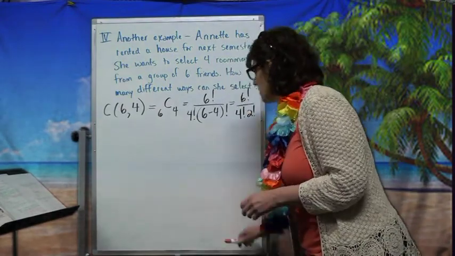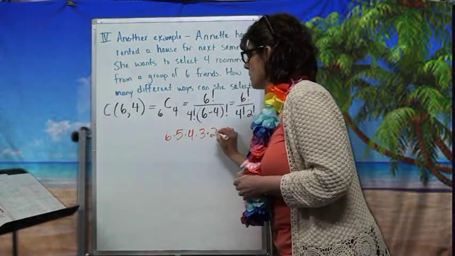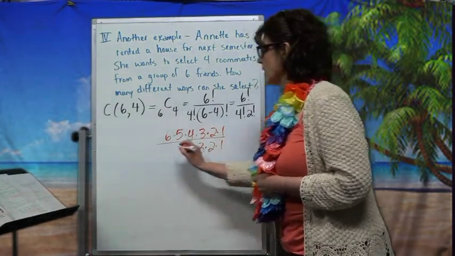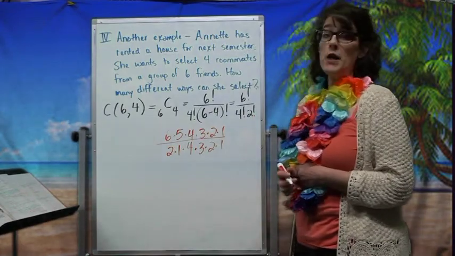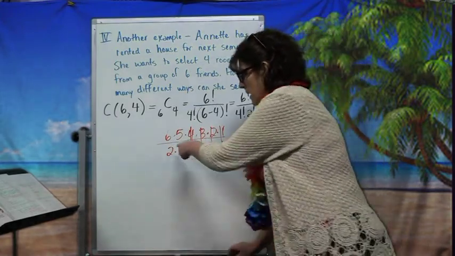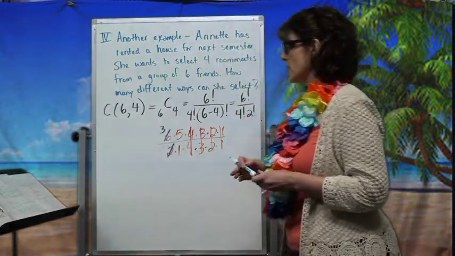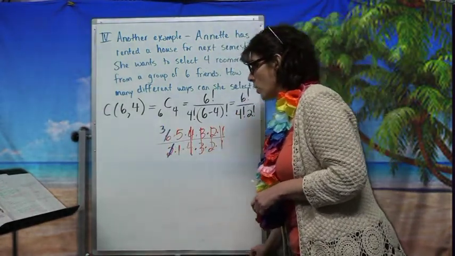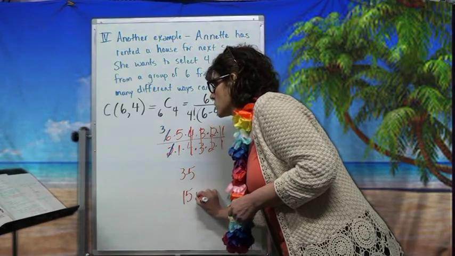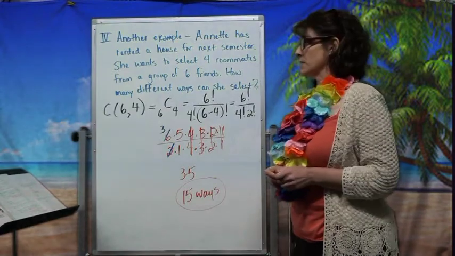So 6 factorial means 6 times 5 times 4 times 3 times 2 times 1. 4 factorial means 4 times 3 times 2 times 1, and 2 factorial means 2 times 1. The beauty is 4, 3, 2, 1 all cancels out. And now, as I look at simply having a 6 and a 5 in the numerator and a 2 and a 1, 2 cancels with 6 because 2 goes into 6 3 times. So all I'm left with in that denominator is a 1, and in that numerator all I have is 3 times 5. And 3 times 5 is 15. So I have 15 ways that Annette can select her 4 roommates from 6 people.